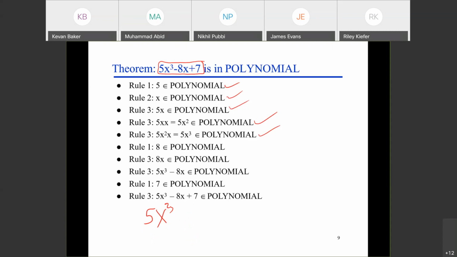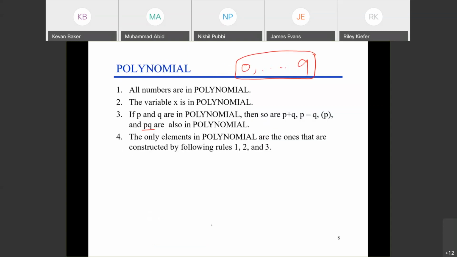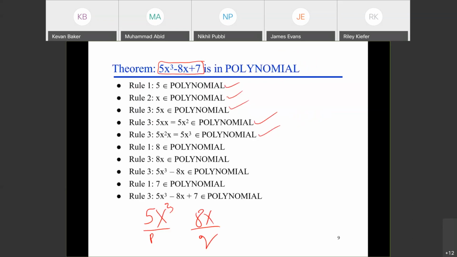We follow the same steps for the next term. 8 is in the polynomial, x is in polynomial, combine that by rule 3, 8x is in polynomial, and we have two terms now in polynomial. And now this is my P, this is my Q, and look at this, P minus Q is also in polynomial, because it is a minus sign, so I put minus here, and P and Q are in my polynomial. And then I am using another term by rule 1, all numbers are in polynomial, so 7 is in polynomial.